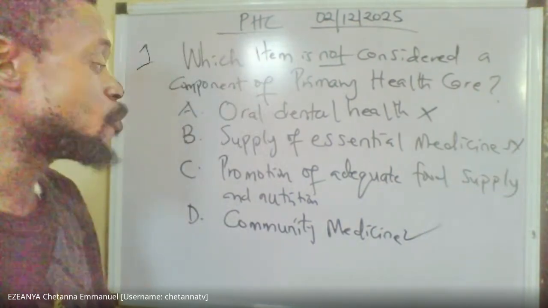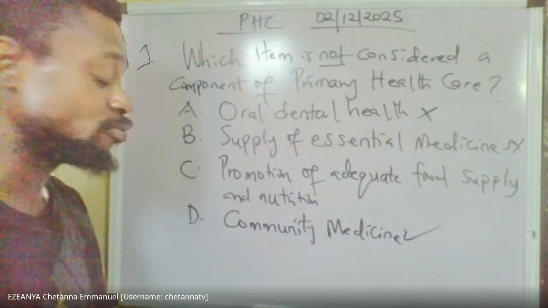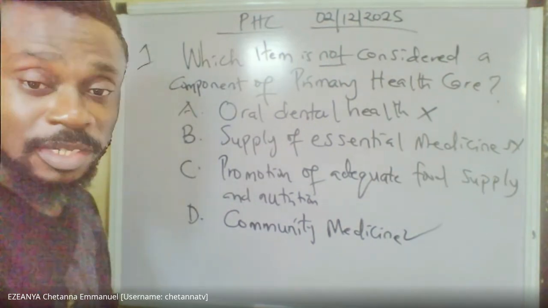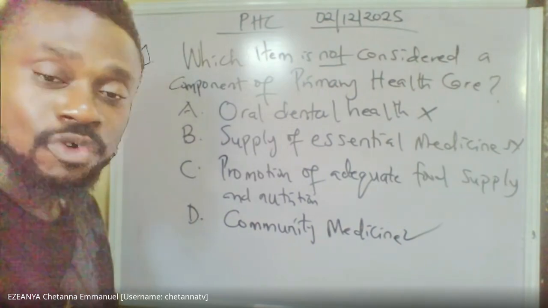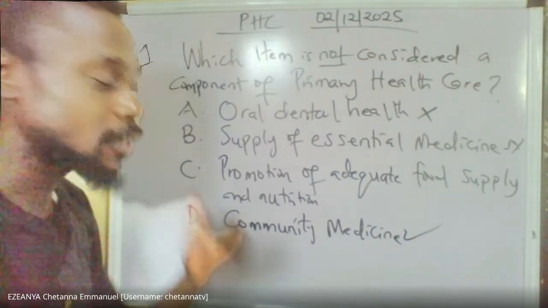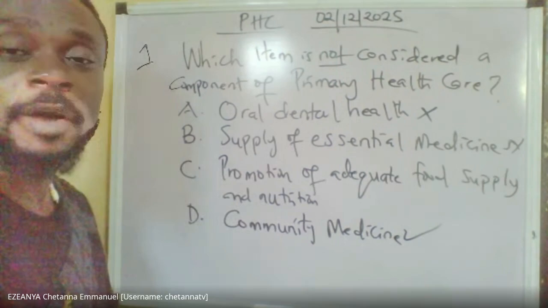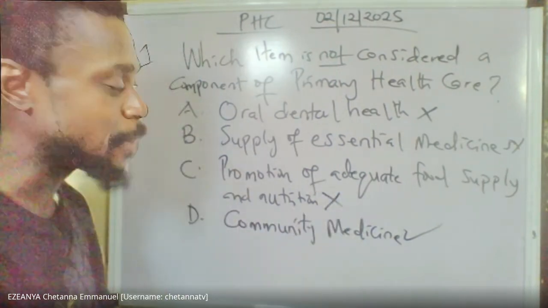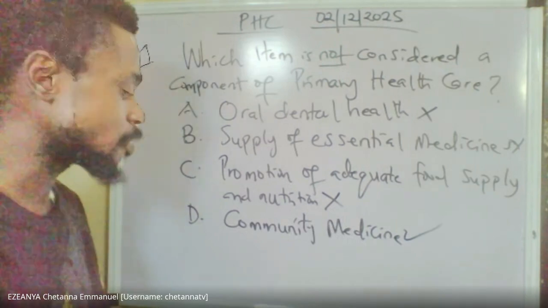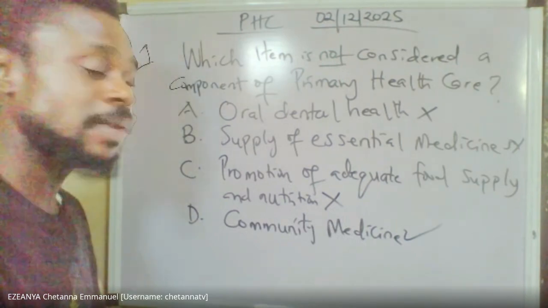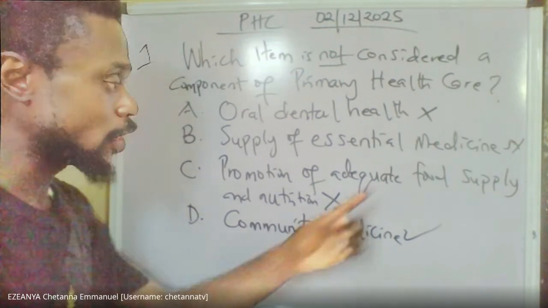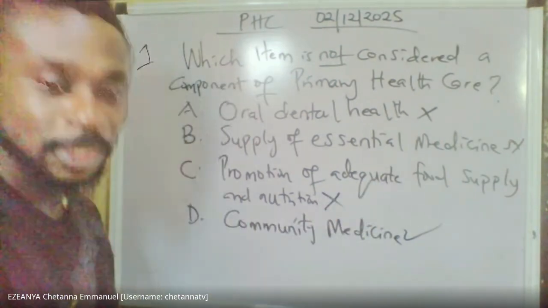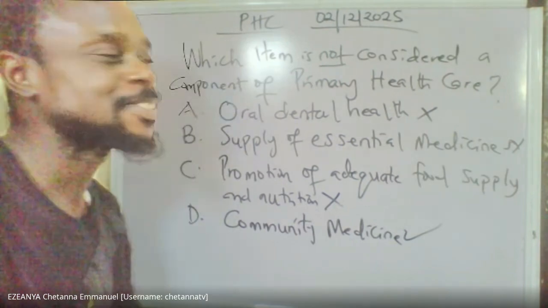C says promotion of adequate food supply and nutrition. I've talked about health promotion in the area of food, good nutrition, hygiene, and what have you. They are components of primary health care because if you eat well, you can prevent disease. So promoting adequate food supply: if there's no adequate food supply, there will be no good nutrition. So the two of them work hand in hand. So that's why it's not the answer, because the question says not. Okay, let's go to the second question.